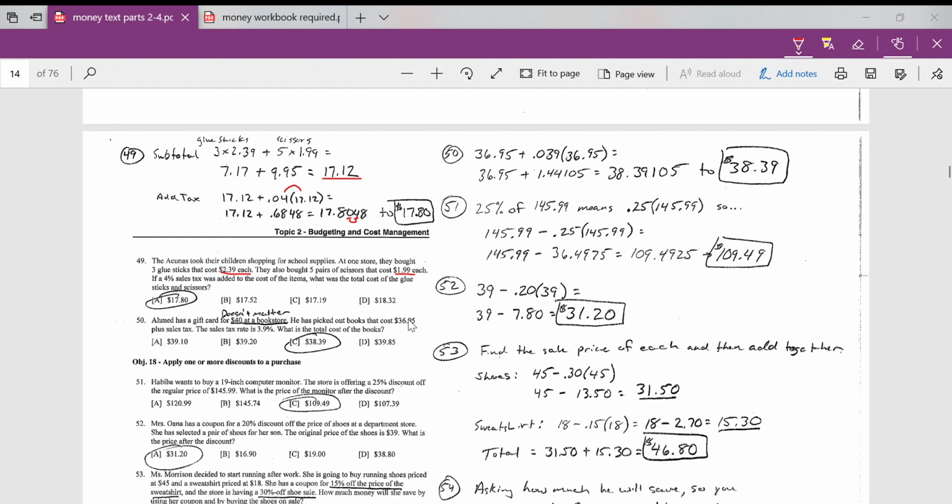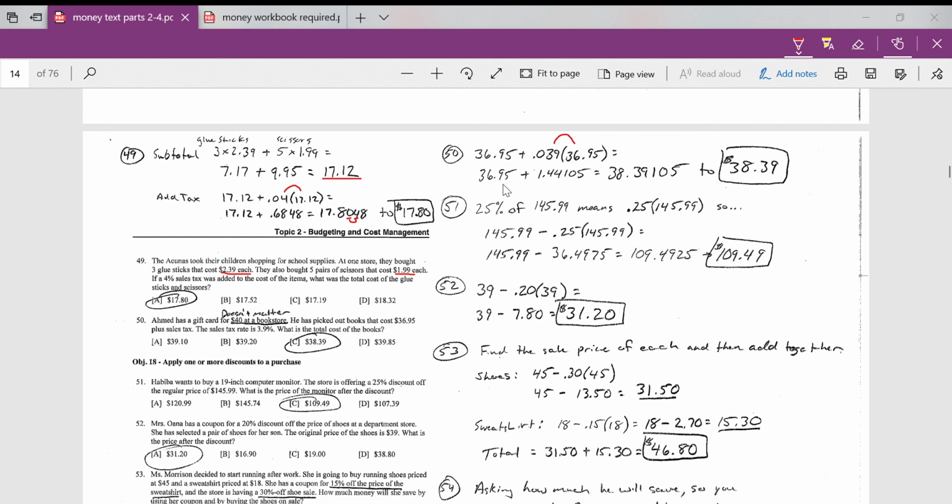So again, just like all the other problems, we start with the cost. We got to add the percent of that cost. So the percent here is 3.9. So again, we move that over twice. So we get 0.039 times the regular price. Okay, so order of operations, we multiply these first. When you take 0.039 times 36.95, you get 1.44105. Okay, so that's the amount of the tax.